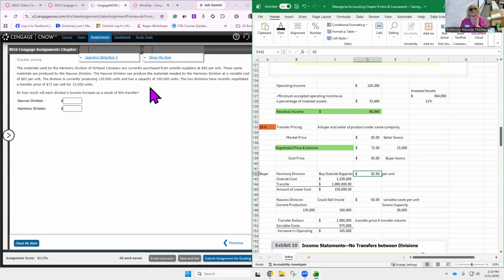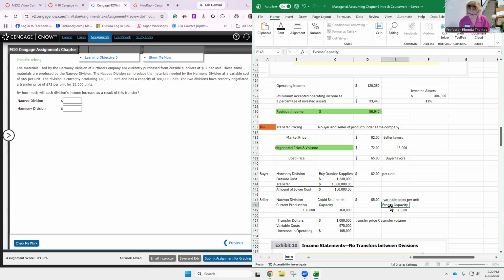It says these same materials are produced by the Nauvoo division. So our Nauvoo division is the seller, that could sell inside, right? And the selling division currently produces 130 units, but has a capacity of 160. So that's current production, and this is capacity.